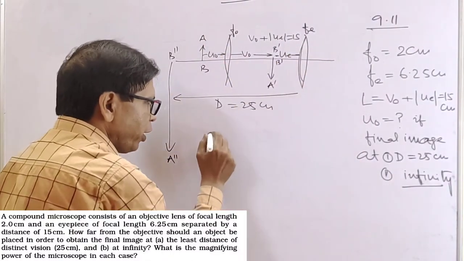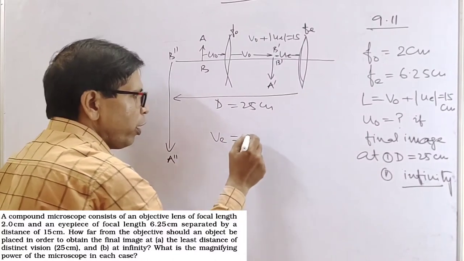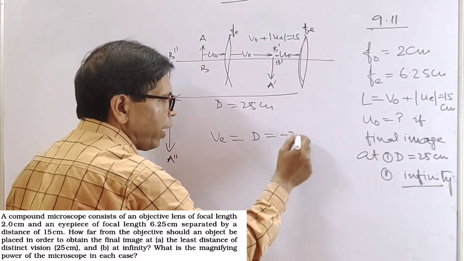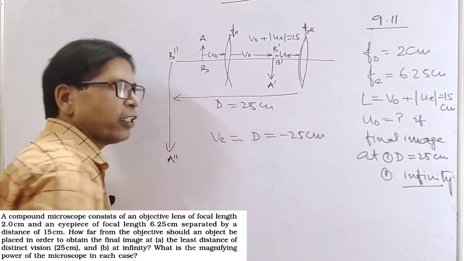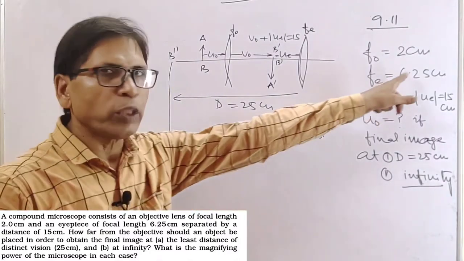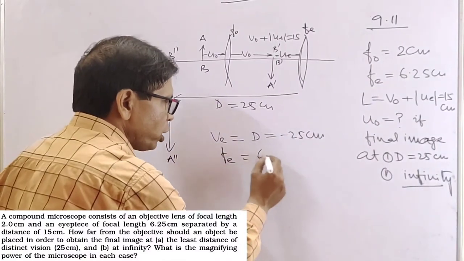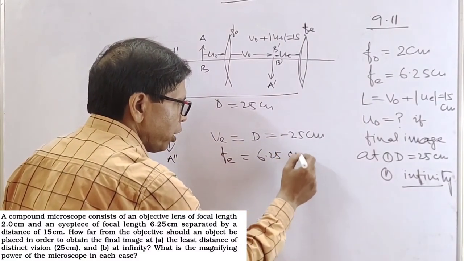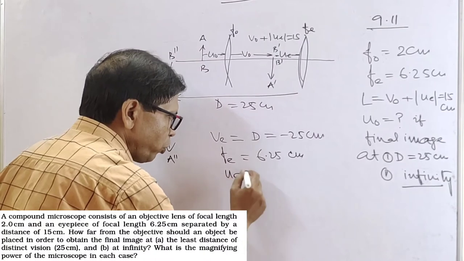For the eyepiece, VE is equal to D, which is equal to minus 25 centimeter. FE is equal to 6.25 centimeter. So this is the 6.25 centimeter. Now we have to calculate UE.